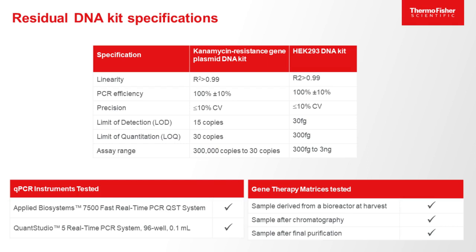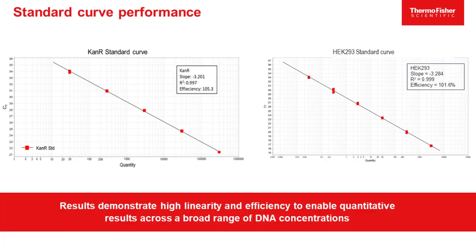The assays have been validated using both our recommended instruments, the 7500 Fast and the QuantStudio 5. In addition, all of our DNASEQ assays have also been shown to provide accurate results with various sample matrices. Here, the graph on the left shows the standard curve generated using the serial dilution of plasmid DNA standard provided in the kit. The dynamic range reaches from 30 to 300,000 copies.